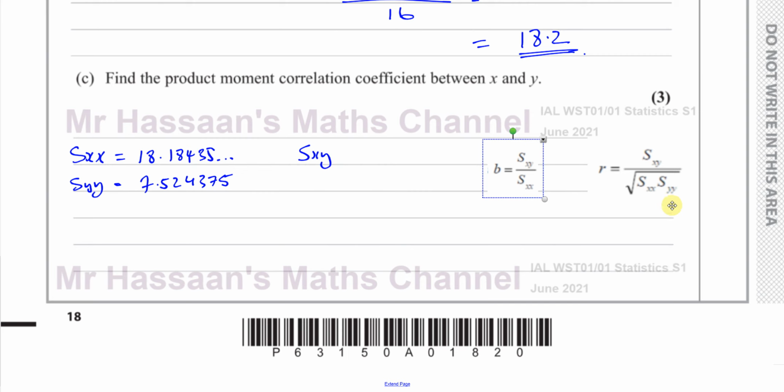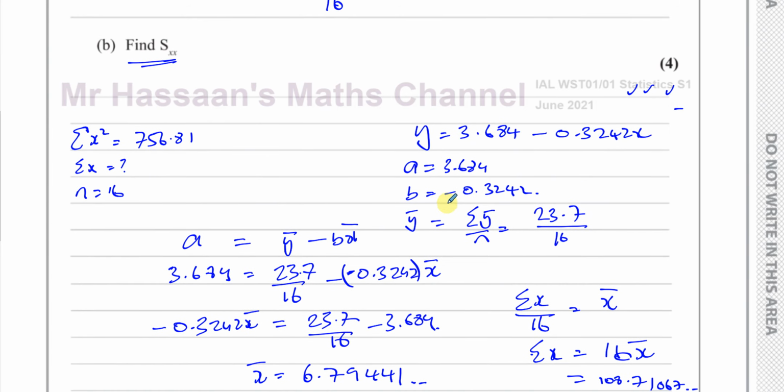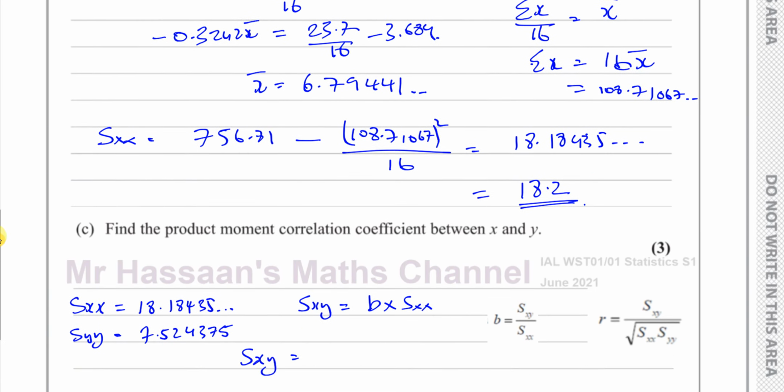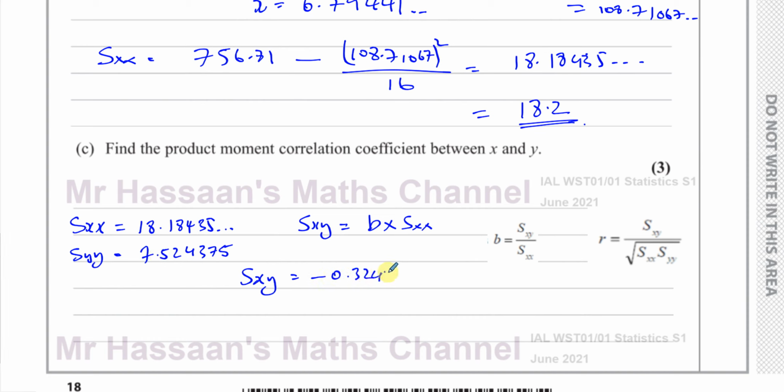All right, so as I said, we know what B is. We know what SXX is, and we know what S. We can find this now. So this is going to be B times SXX. So SXY is going to be B, which we already found as minus 0.3242. We just read it off the equation of the line, negative 0.3242, times SXX, which we just found here. So I'll write it in its more accurate form, 18.18435, and I can just multiply them together.